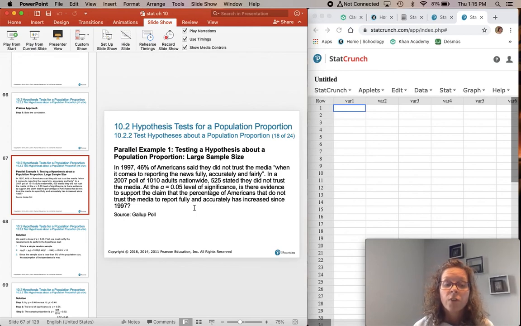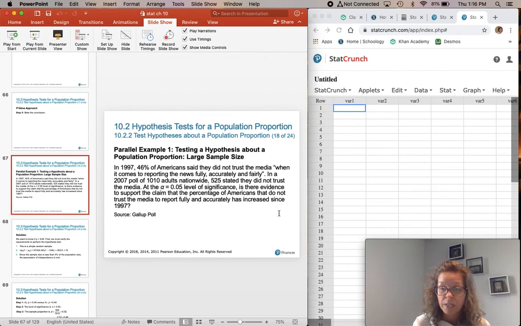So first thing we want to consider here is what the hypotheses are. The null hypothesis would be that the proportion is 46%, because that's what it was the last time this was tested back in 1997, and our null hypothesis is always the status quo. Nothing has changed. So our null hypothesis is that p is equal to 0.46. The alternative hypothesis is given by this last statement. Is there evidence to support the claim that the percentage has increased? That's the key word, increased. So our alternative hypothesis is that p is greater than 0.46.